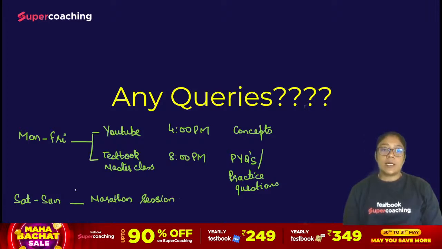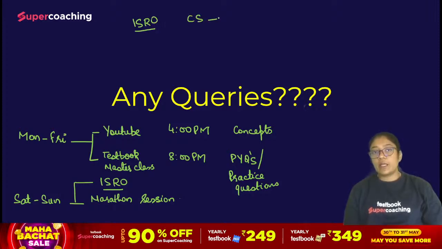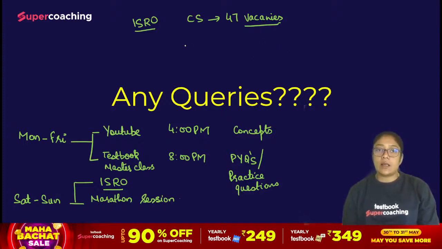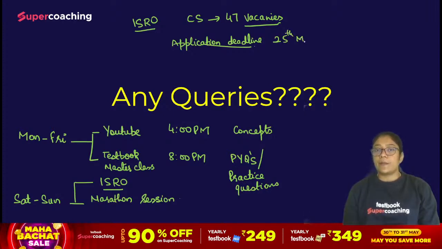And apart from that, I have started taking the sessions on ISRO. Those who are interested in ISRO, fill the forms quickly. For ISRO computer science there are 47 vacancies. You can still fill the application if you are a BTech pass out, your minimum aggregate is 65%, and your age is below 28 years. The deadline for submitting the application is 14th of June. It started from 25th of May 2023 and the deadline is till 14th of June 2023.